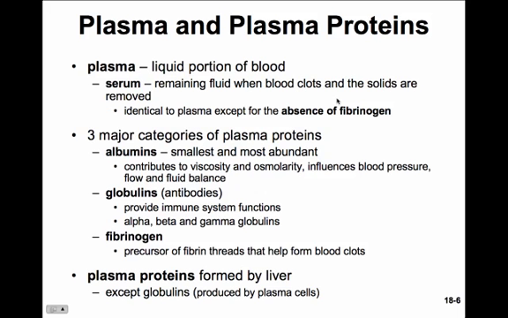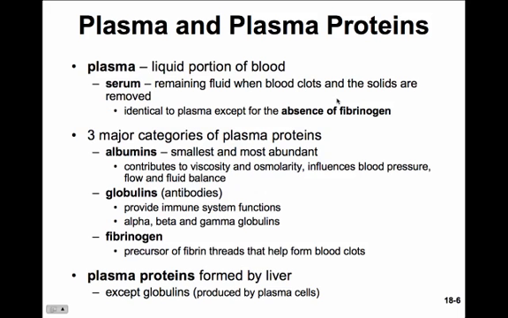Globulins are antibodies, and they're divided into 3 subclasses. From smallest to largest, they're called alpha, beta, and gamma globulins. Globulins play various roles in solute transport, as well as clotting and immune functions. Fibrinogen is a soluble precursor to fibrin, which is a sticky protein that's involved in the clotting of blood.